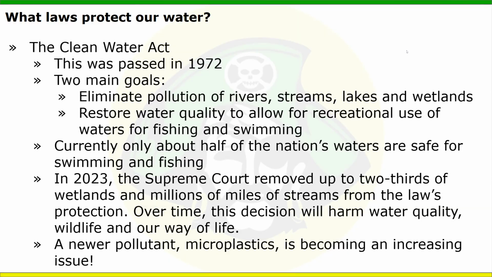Another one, the Clean Water Act. This was passed in 1972, and it had two main goals. First, eliminate pollution of rivers, streams, lakes, and wetlands. And second, restore water quality to allow for recreational use of waters for fishing and swimming. Currently, only about half of the nation's waters are safe for swimming and fishing. In 2023, the Supreme Court removed up to 2/3 of wetlands and millions of miles of streams from the law's protection. Over time, this decision is going to harm the water quality, the wildlife, and our way of life. And a newer pollutant, microplastics, is becoming an increasing issue.